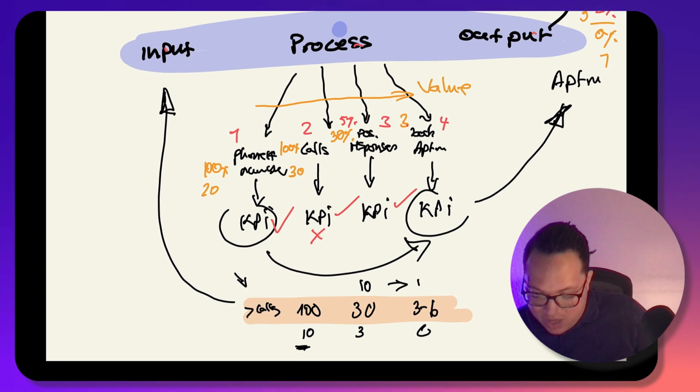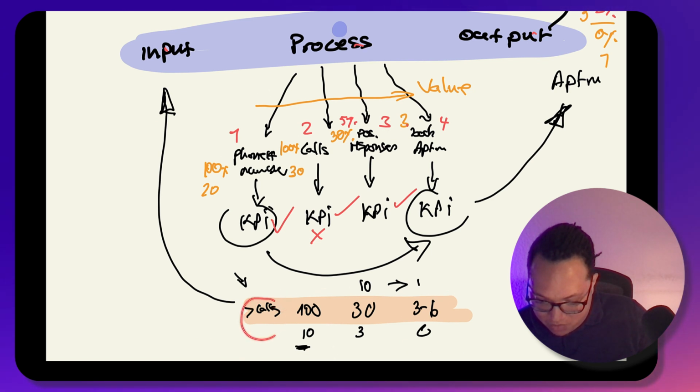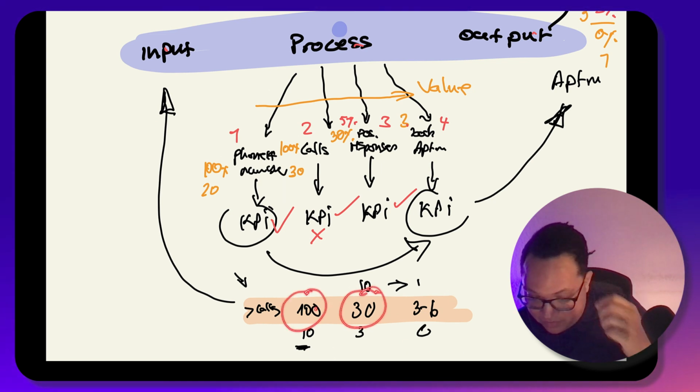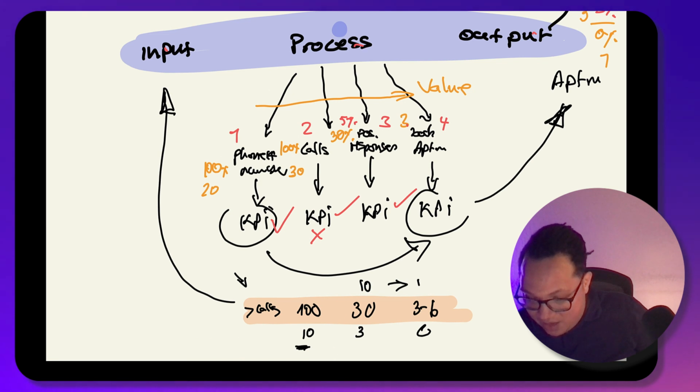Because you'll have a threshold of KPI where you need to have more numbers at least than your calls. You need to make at least 100 calls. You need to have a positive response of 30% at least, and that will allow you to get 3 to 6 appointments, or 3 appointments.